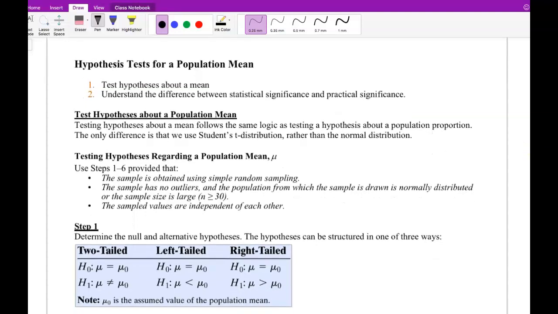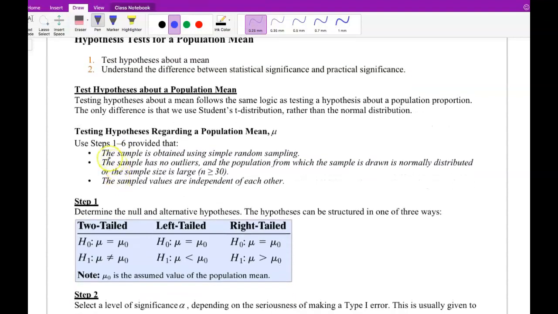Hello everyone. In this part we have hypothesis test for a population mean. Here again we have the same rules for testing. So first step, we should have all these requirements. The first part is that we should have a simple random sample.